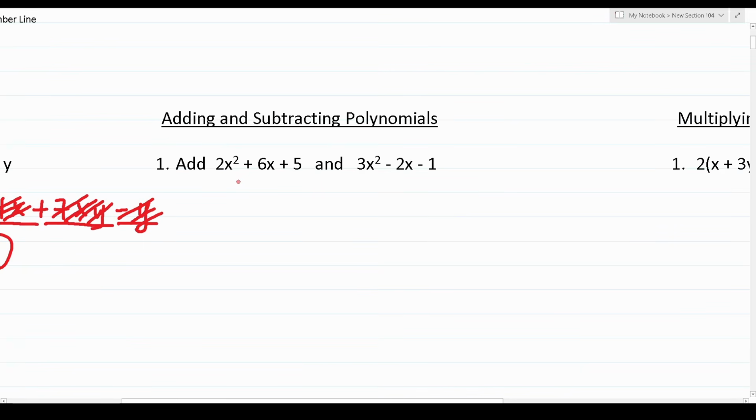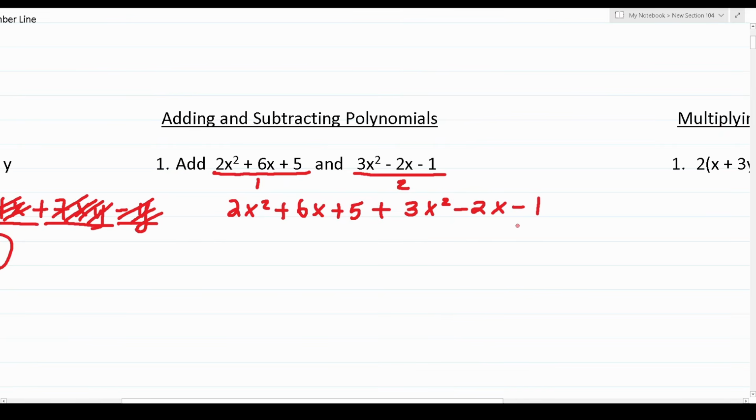In case you haven't worked with polynomials in a long time, let me just say this. This 2x squared plus 6x plus 5 is one of our polynomials, and this 3x squared minus 2x minus 1 is another one of our polynomials. All right, and we're just adding these two together, so let's go ahead and do that. This becomes 2x squared plus 6x plus 5 plus 3x squared minus 2x minus 1.